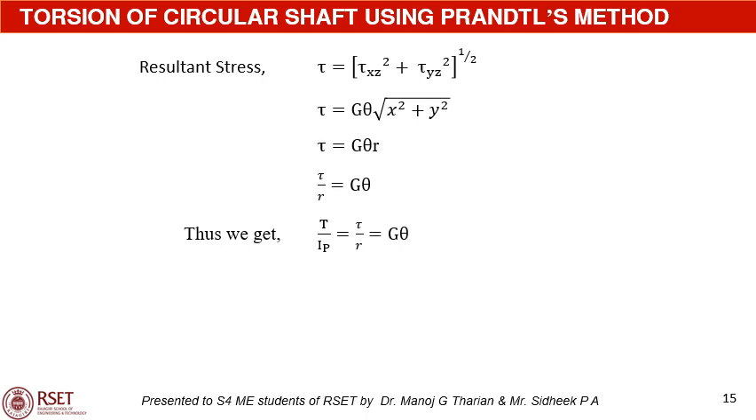Thus, for a shaft having a circular cross-section which is subjected to a torque T, we get T divided by IP is equal to tau divided by r is equal to Gθ, where IP is the polar moment of inertia of the circular cross-section, tau is the shear stress at point P, which is at a distance r from the center, G is the modulus of rigidity of the material, and theta is the angle of twist per unit length.